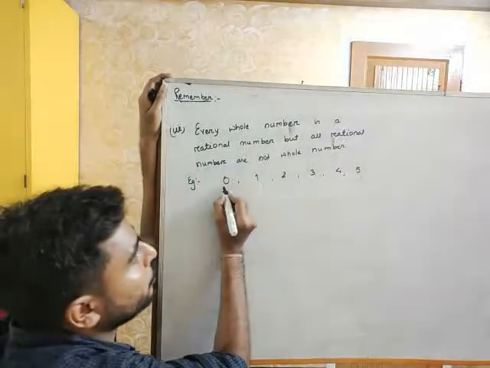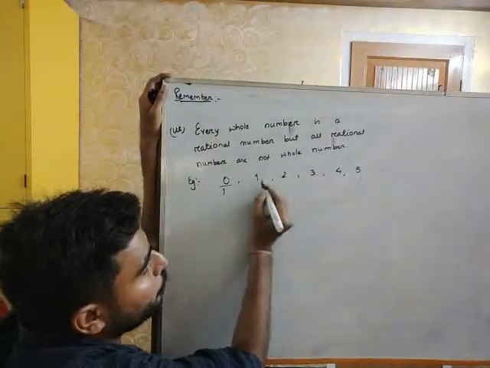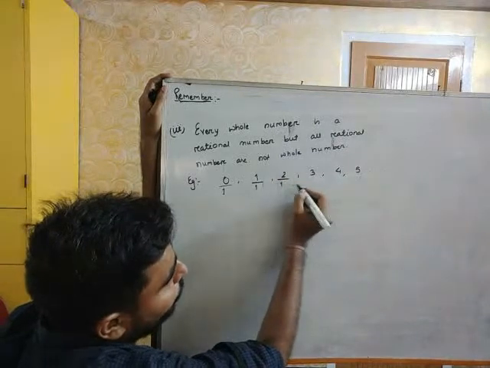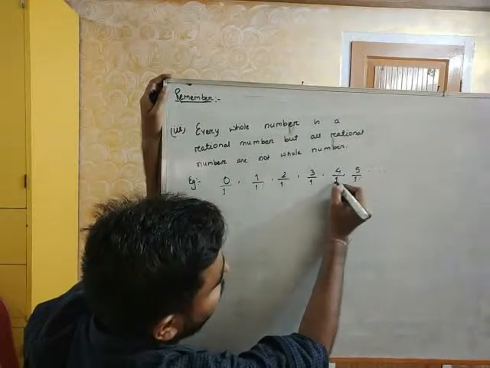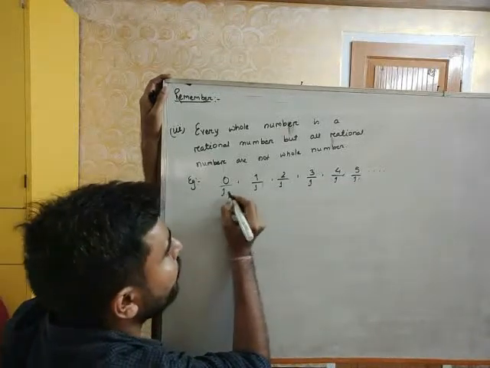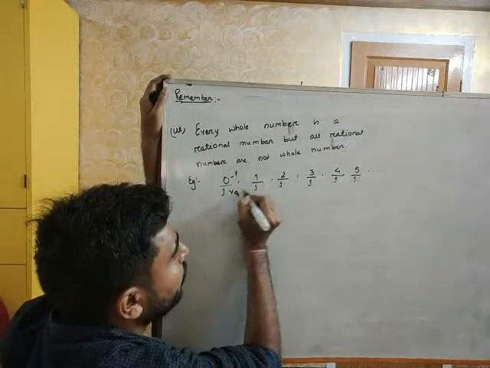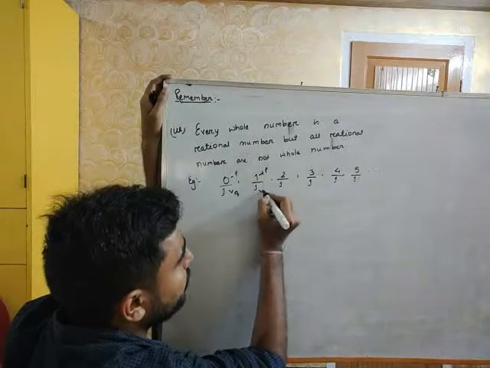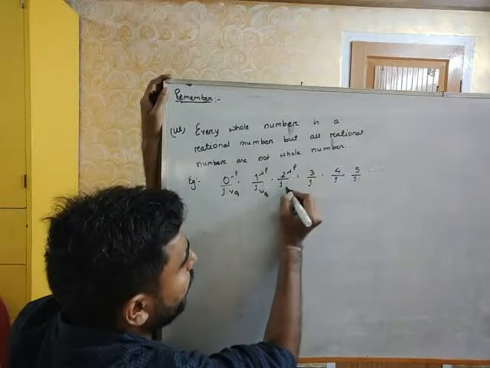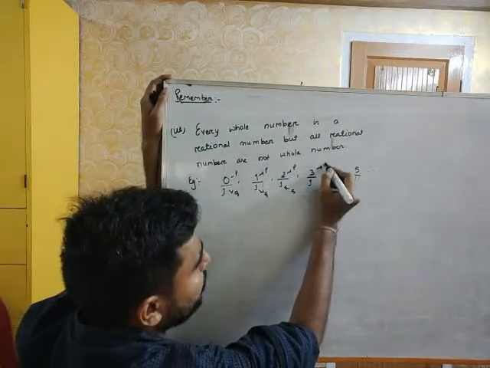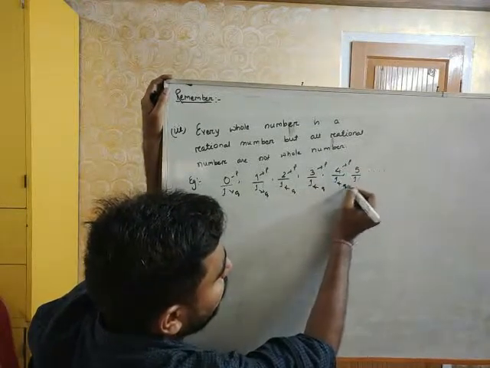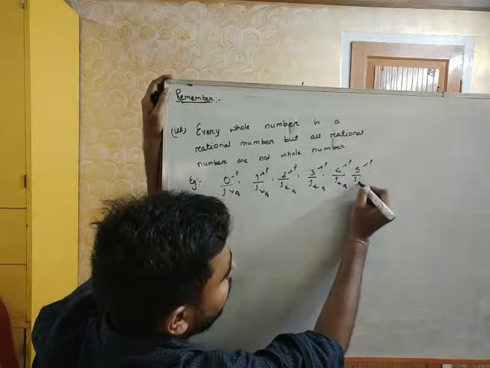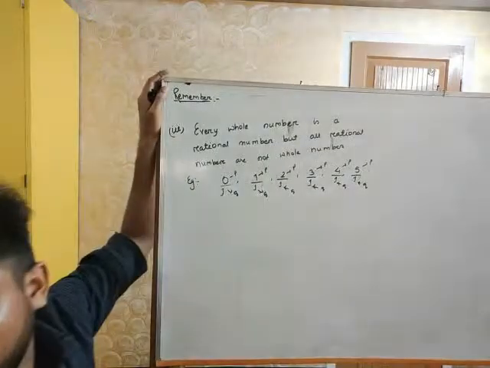So now for the denominator, we can write 0 by 1, 1 by 1, 2 by 1, 3 by 1, 4 by 1, 5 by 1, and so on. Everyone is in p by q form. This is p and this is q. p by q form.